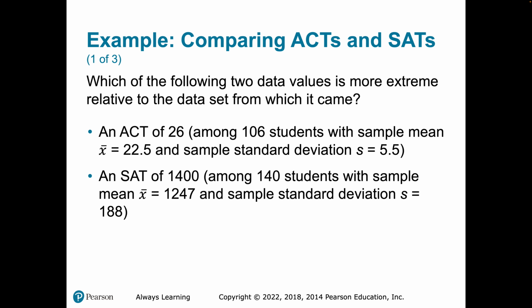All right, so let's do some calculations and dive into some examples. If we wanted to compare, for example, ACTs and SATs, let's say that we have an ACT of 26, which came from 106 students with a sample mean of 22.5 and a standard deviation of 5.5. Let's say we have 140 students and we have an SAT in there, 1,400, and the mean SAT is 1247, and the sample standard deviation is 188.